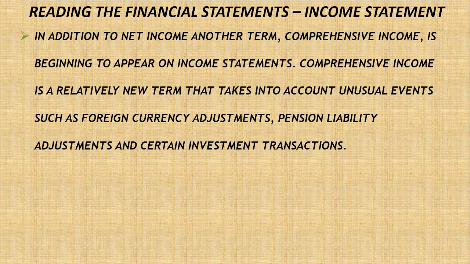In addition to net income, another term, comprehensive income, is beginning to appear on income statements. Comprehensive income is a relatively new term that takes into account unusual events such as foreign currency adjustments, pension liability adjustments, and certain investment transactions.